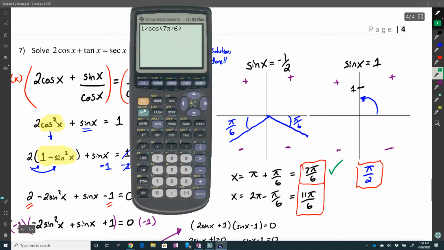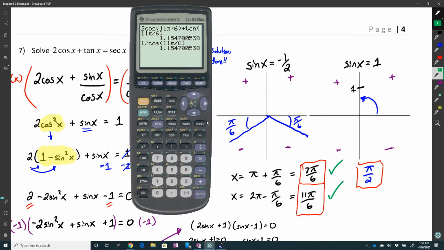I'm going to repeat the same process, but with 11 pi over 6 instead. I'm lazy, so I'm just going to do second enter to redo the last thing I typed in. And that's 1.154. So now I can do 1 over cosine of the same thing. Notice we get the same answer. So that answer checks out.